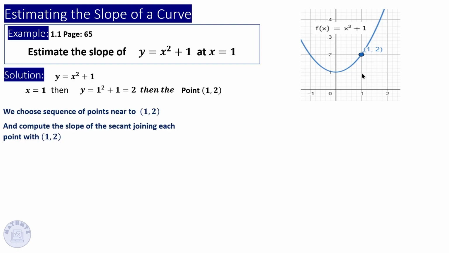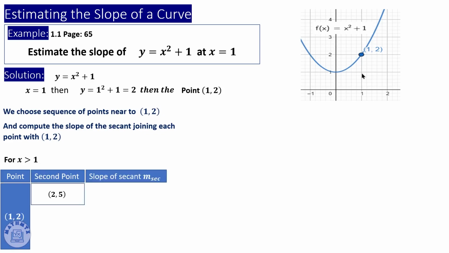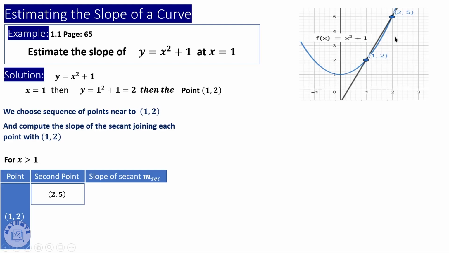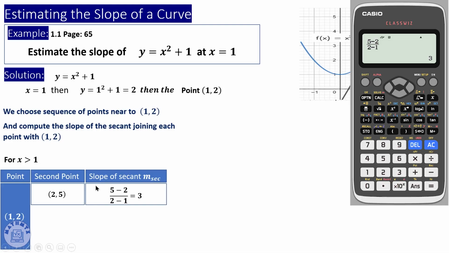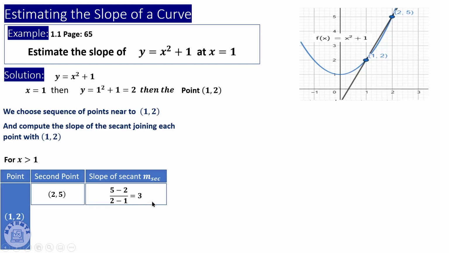So we choose a sequence of points near (1, 2) and compute the slope of the secant joining each point with (1, 2). So to the right, we will take (2, 5) and then try to find the slope of this secant line between these 2 points. The slope for this line will be y2 minus y1 over x2 minus x1. You can see the points here. Applying the formula, the slope is 3.